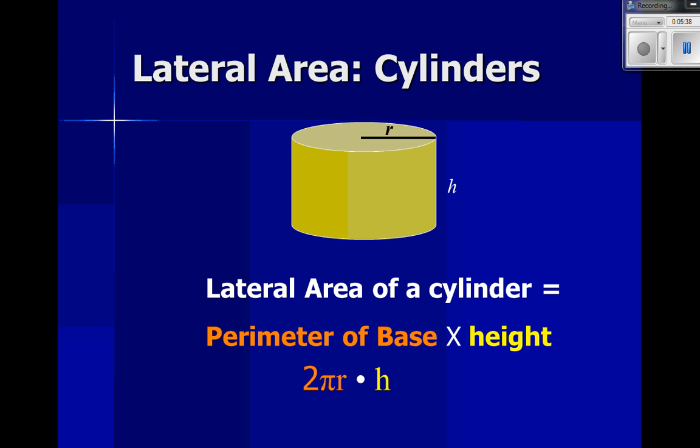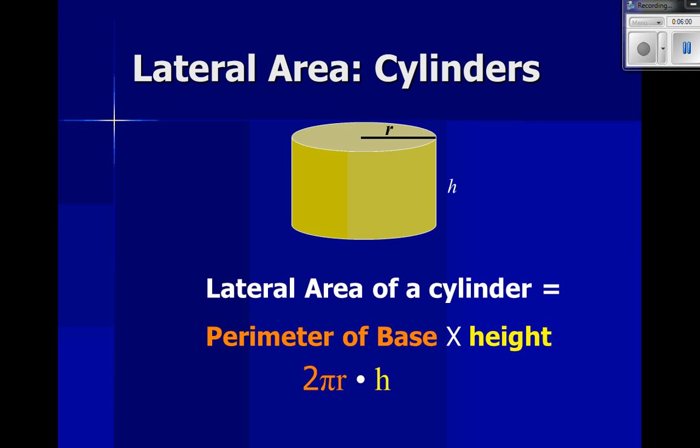Okay, and if this doesn't make sense exactly to you right now, we will definitely have an example for you in class tomorrow. Okay, so just make sure you write this down right now. Lateral area is equal to 2 pi r h, perimeter or the circumference times the height. Okay.